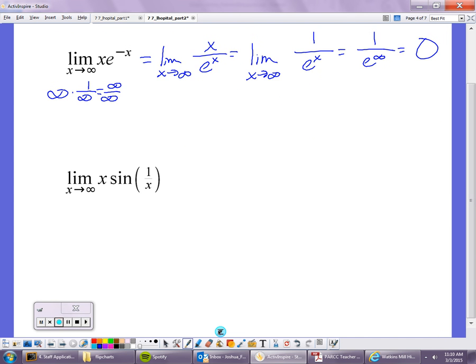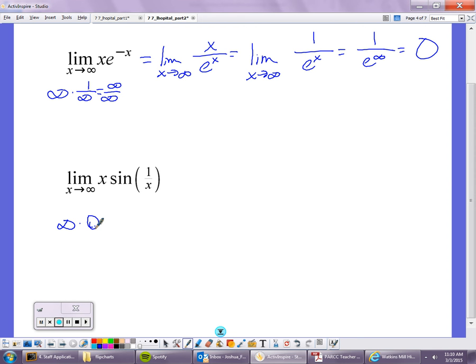Down here, the second one, the limit as x goes to infinity of x times sine 1 over x. If I try direct substitution, I get infinity times 0. I don't know what that means, right? It doesn't tell me anything about what's happening. Is it going to infinity?